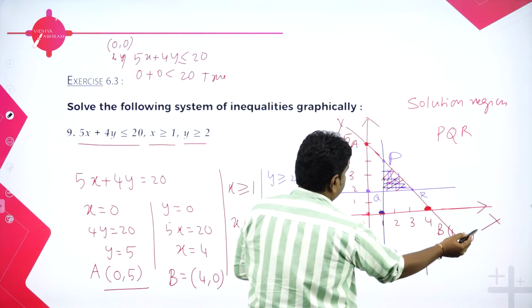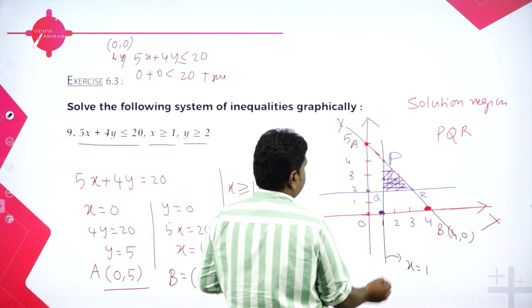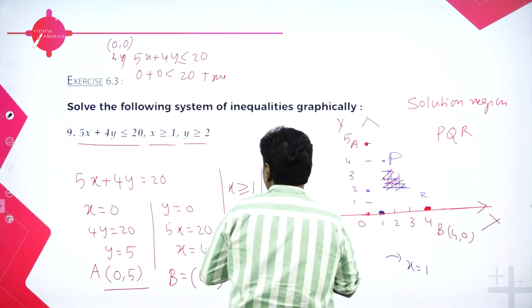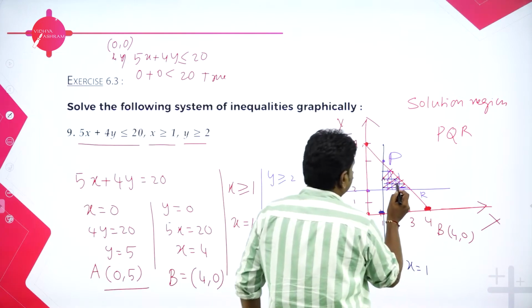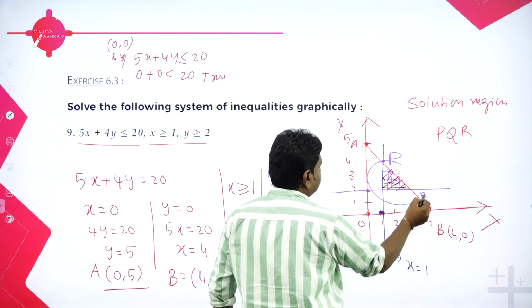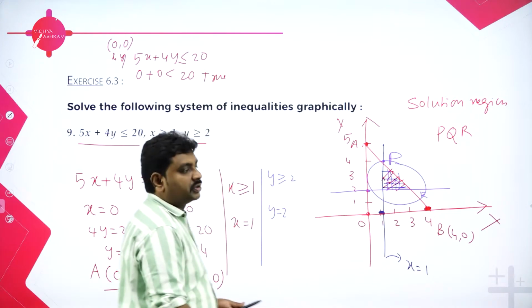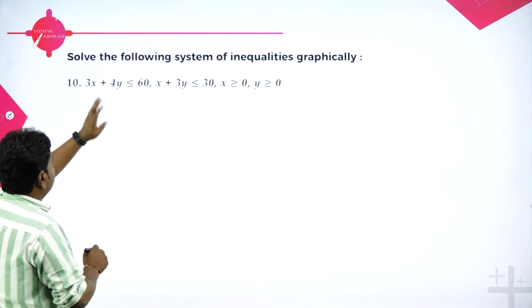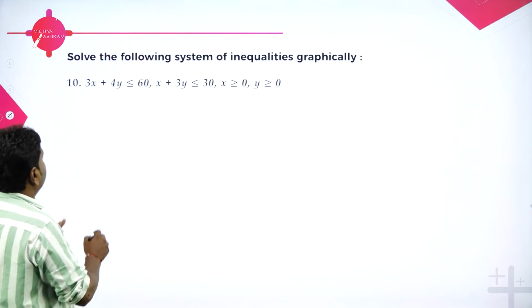Erase the uncommon part and retain the common part. So this is the solution region, this part. So graphically you need to solve. Next, 3x plus 4y less than or equal to 60.